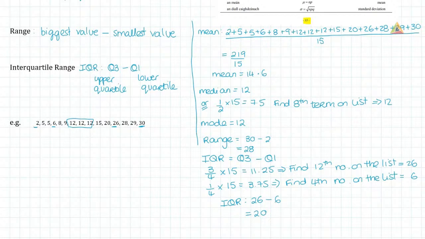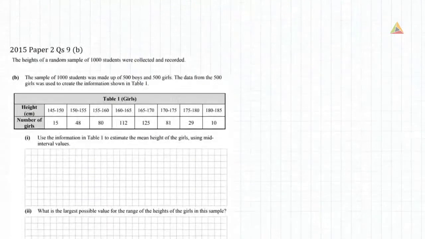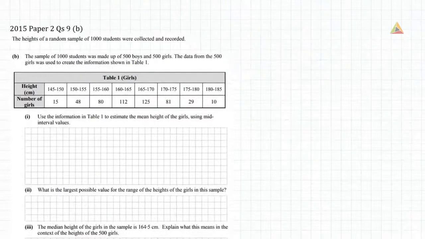Okay, so now that we have our terms, we're going to go and look at a couple of questions from the papers and see how these questions come up. So the first question we're going to look at here is 2015 paper 2 question 9b. So this question says the heights of a random sample of 1,000 students were collected and recorded.